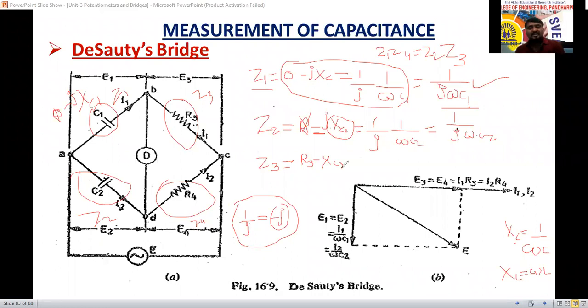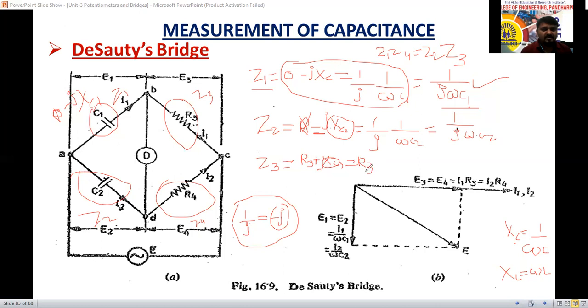That is the mistake you are doing here now. Is there any capacitive term here? No. Then R3 plus or minus 0 is nothing but R3 only, we can write directly. Z3 equal to R3, na?